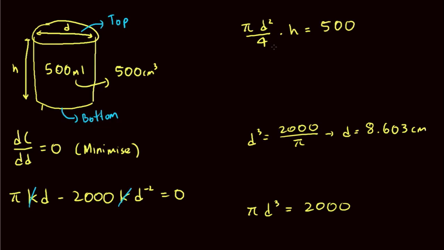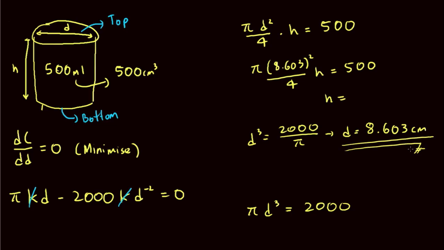So we already got the value for d, we just plug it in. So we have pi times 8.603 squared over 4 times h equals 500, and therefore h would be equivalent to, do all the calculations. Okay, this is for d, by the way. So you just do the substitution calculation, and your h would be 8.602 cm.